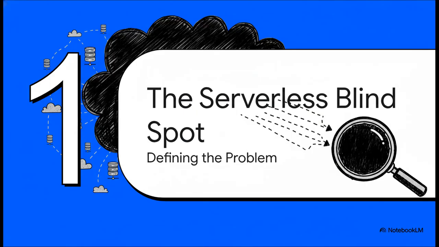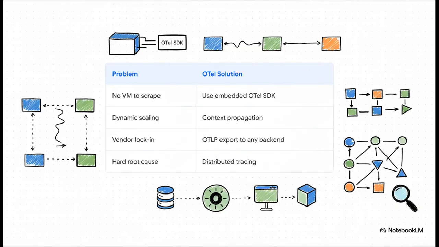Okay, first things first. Let's really define the problem we're up against. We're calling it the serverless blind spot. That huge gap between what's actually happening inside your functions and what you can actually see. Now this is the aha moment. Look at how perfectly OpenTelemetry, or OTel as you'll hear it called, solves each problem.